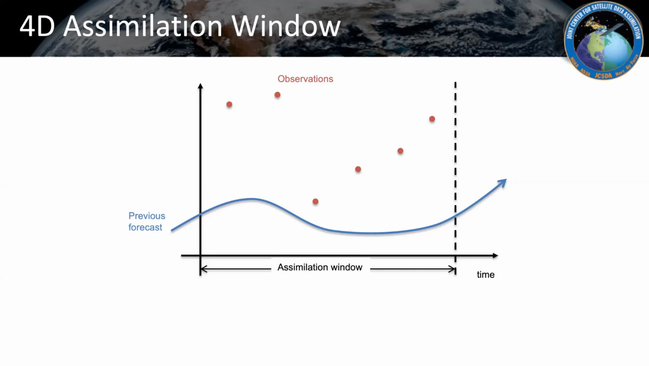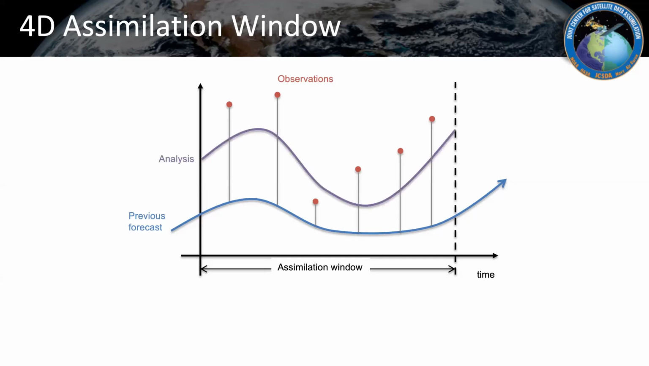So we have this previous forecast, we have these observations. The idea in a 4D assimilation system is you compute the difference between the observations and the forecast, and you try to minimize that difference. You try to find the initial condition for your forecast that are going to make that difference as small as possible. So it's an optimization problem where you try to find the initial condition for your forecast.